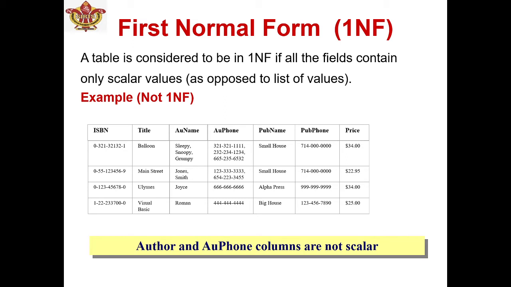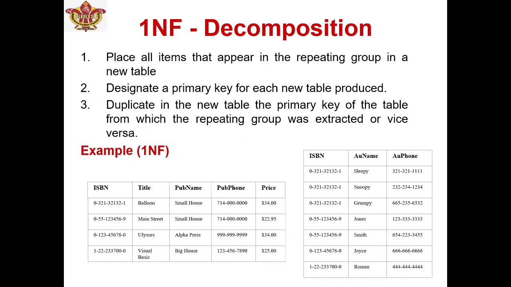Now we will see first normal form decomposition. Place all the items that appear in the repeating group in a new table, designate a primary key for each new table produced, and duplicate in the new table the primary key of the table from which the repeating group was extracted, or vice versa, right?